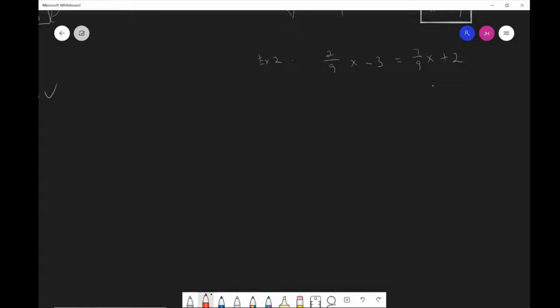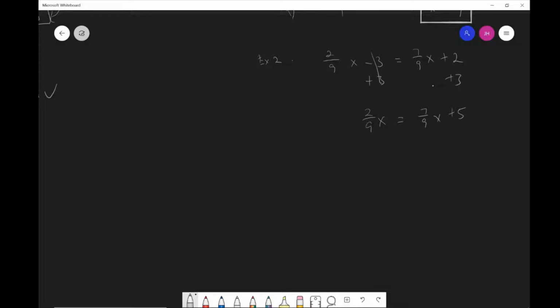Take care of the constants first again, or take care of the addition and subtractions. Plus 3 on both sides. So that minus 3 and plus 3 cancel out. What's left on the left side is simply 2 over 9x, equal to 7 over 9x, plus 2 plus 3, that is a plus 5 altogether.